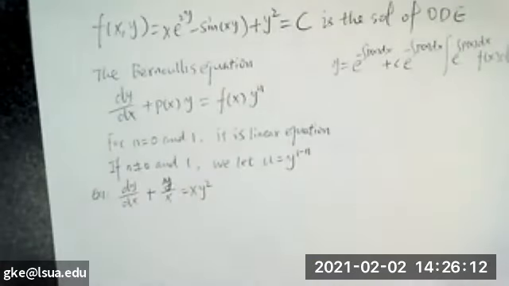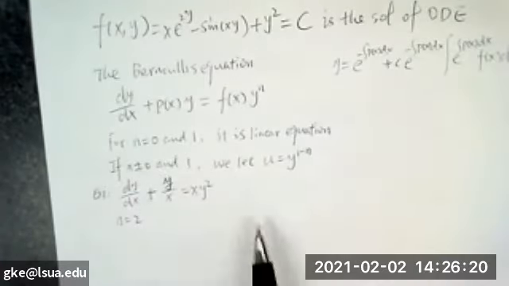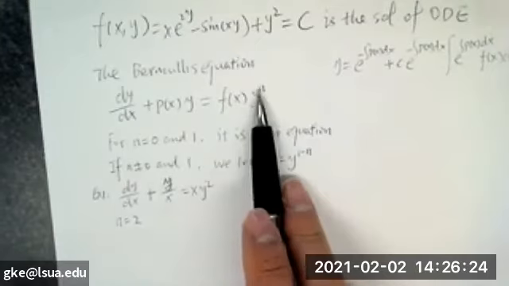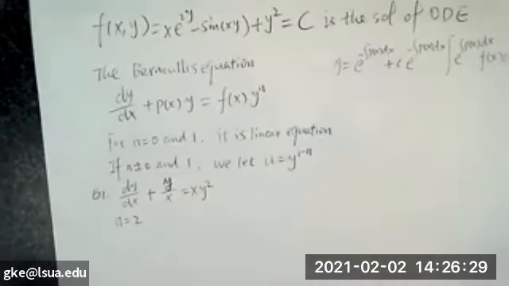Now, here we can see n equals what? n equals 2. If you compare this with the standard form, y equals to the power n, n is equal to 2, right? Very simple.